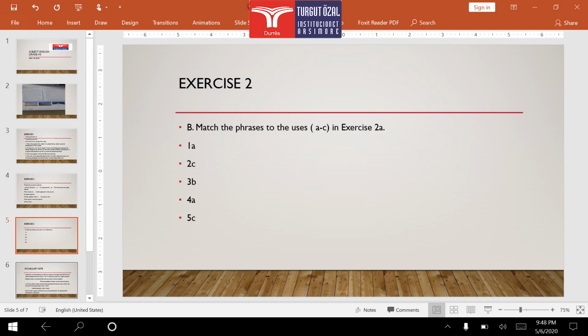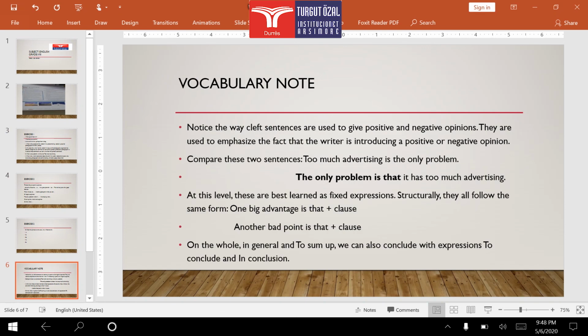And the vocabulary note. Notice the way cleft sentences are used to give positive and negative opinions. They are used to emphasize the fact that the writer is introducing a positive or negative opinion. Let's compare these two sentences. Too much advertising is the only problem. The only problem is that it has too much advertising. Okay? In the second sentence, the writer wants to emphasize his opinion. In this case, it's negative.